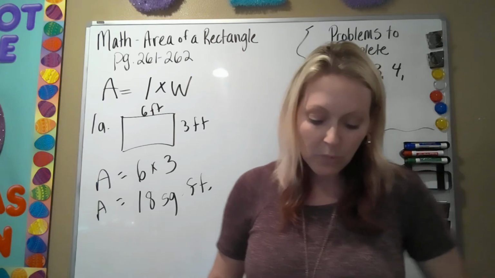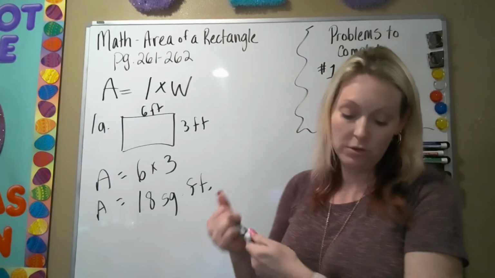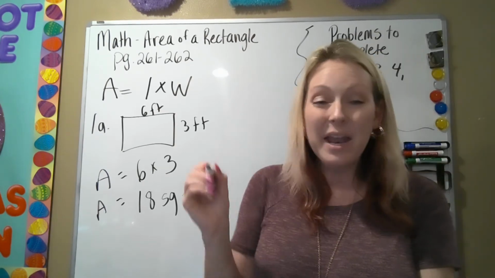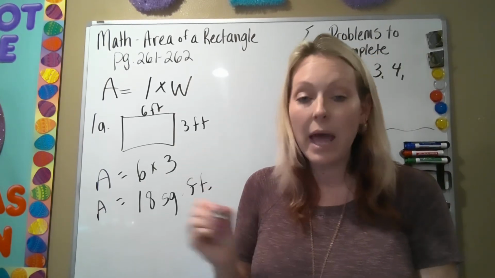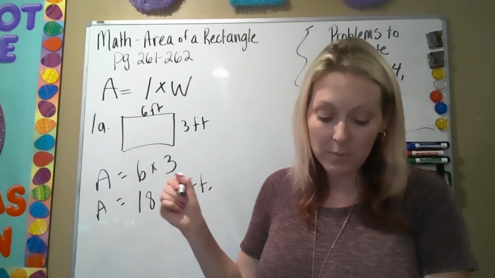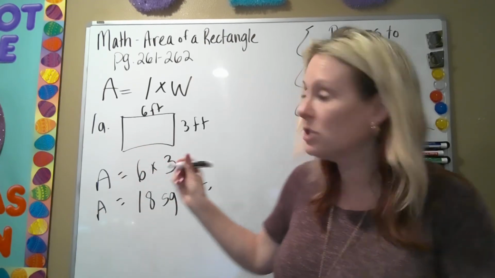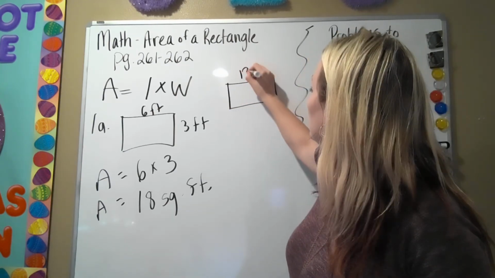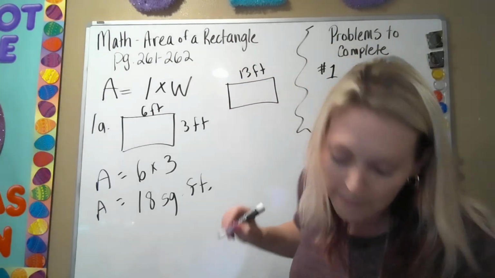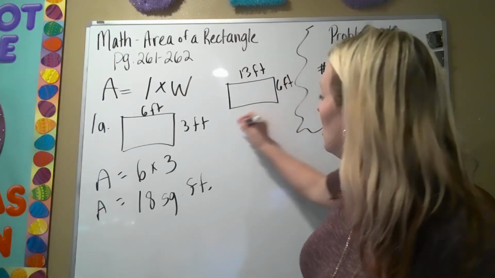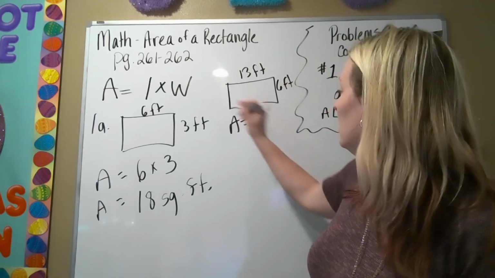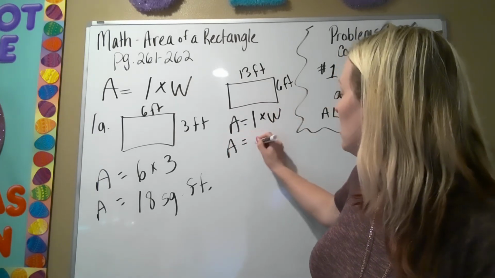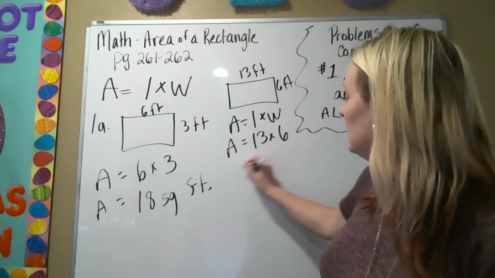Okay, so now let's go on to the next one, okay? If you were to add up all those little squares, yeah, you could add them all up and come up with the area, but how much easier is it to use the equation? Our next one had 13 feet by 6 feet. So using our equation, L times W, we have A equals 13 times 6.